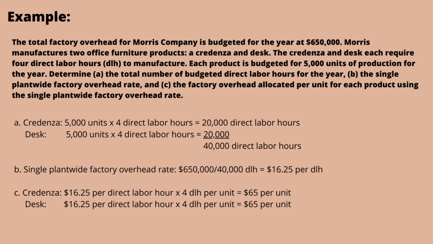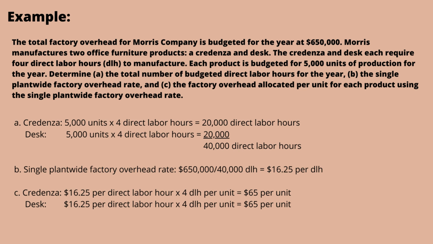For the second requirement, using the formula provided on the previous slide, we will then divide the total budgeted factory overhead of $650,000 by the total budgeted plant-wide allocation base of 40,000 direct labor hours. We then arrive at $16.25 per direct labor hour. Lastly, the factory overhead allocated per unit of each product line will be $65 per unit.